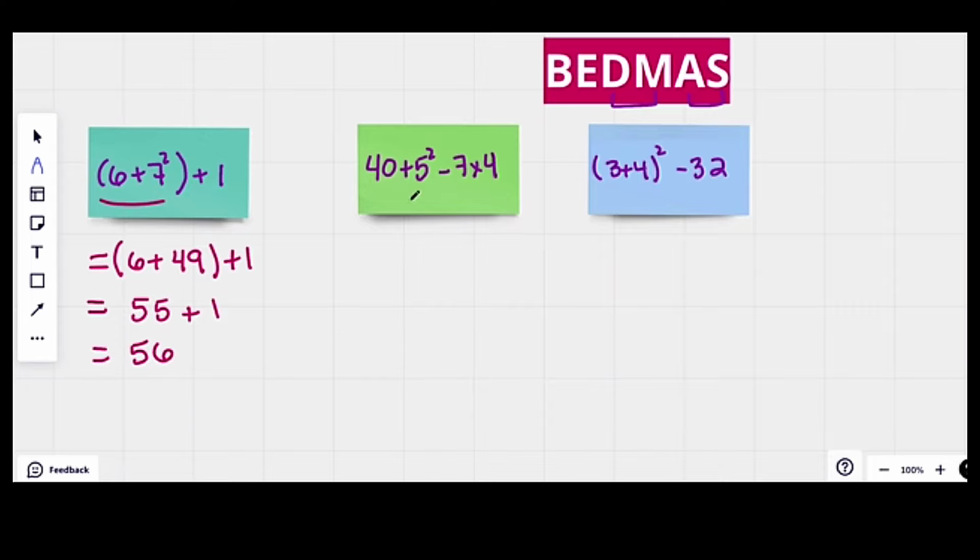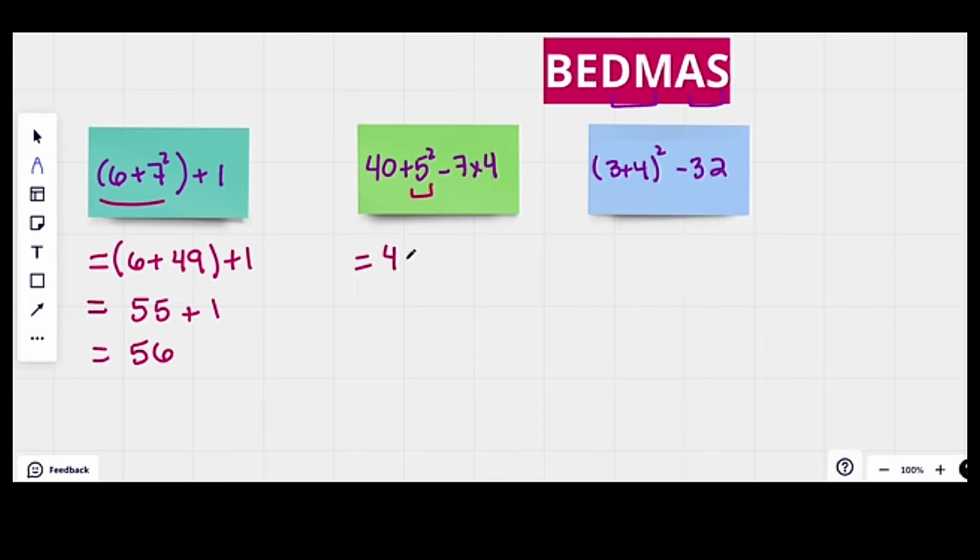Okay, let's look at this one now. We've got 40 plus 5 squared minus 7 times 4. So we follow BEDMAS. We don't have any brackets, but what's the next thing on the acronym? We've got E for exponents. Do we have any exponents? Yeah, we've got an exponent right here. It's 5 to the power of 2, or 5 squared. So that is the first thing that we're going to tackle.